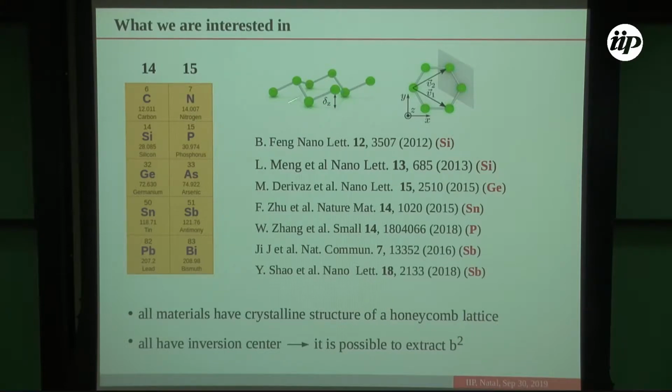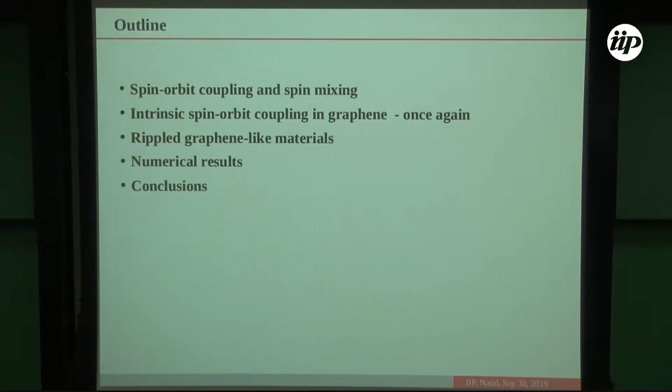All of the materials made of those elements have a honeycomb lattice structure, which is rippled. So there is a lattice deformation in the z direction, of course, except graphene. And all of them have an inversion center. So it means that in theoretical calculation, we extract this b squared, which can be related to spin relaxation in the Elliott-Yafet mechanism. So let me now introduce the outline.